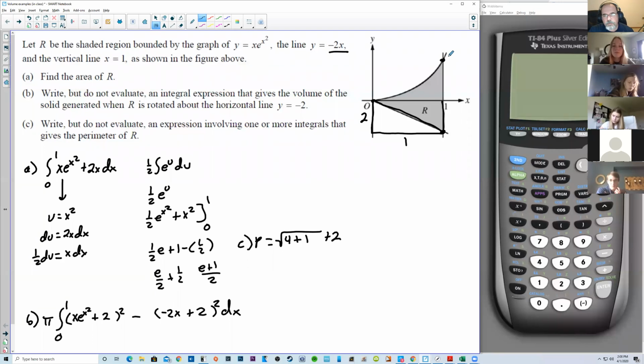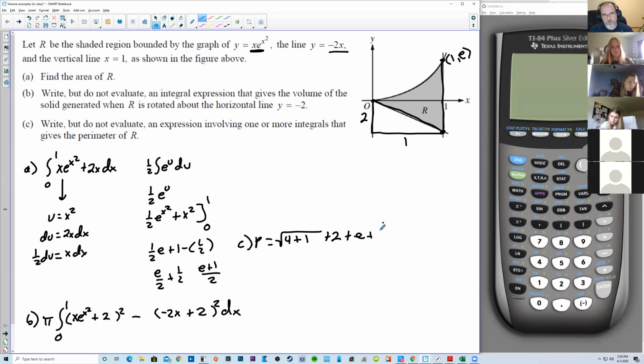This up here is the point 1 comma. If you plug 1 into that function, 1 times e to the first is just e. So this length right here is the y value. It's e. So plus e. I'm just working my way around the area. Now I need the length of this curve.